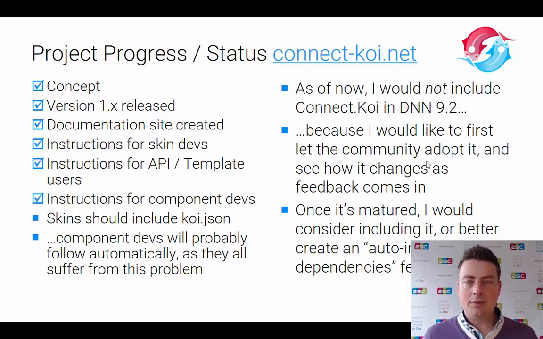So what's done? The concept is done, version 1 is released, it's tested, it works, it even has automated testing code and things like that. There's a documentation site, the link is up there, connect.koi.net. There's instructions for the skin developers, basically to add the Koi JSON. There's instructions for the API if you would like to use that. Instructions for the component developers.